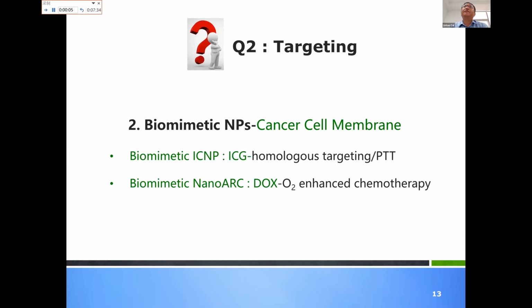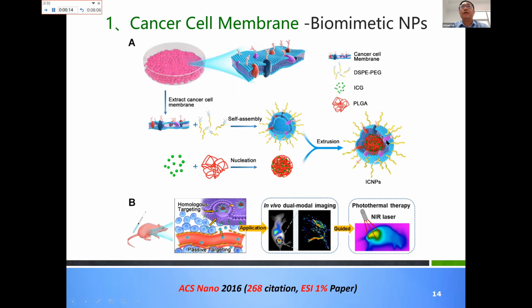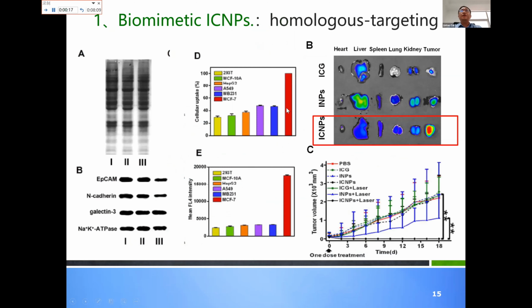How can we get targeting? Normally we use antibodies or small molecules like folic acid and other things to get this targeting. But now we introduce a different method: using cancer cell membranes. We extract the membrane from the cancer cell, and then use membrane self-assembly with nanoparticles together to get biomimetic nanoparticles. In this condition, they have quite good effects like homologous targeting.